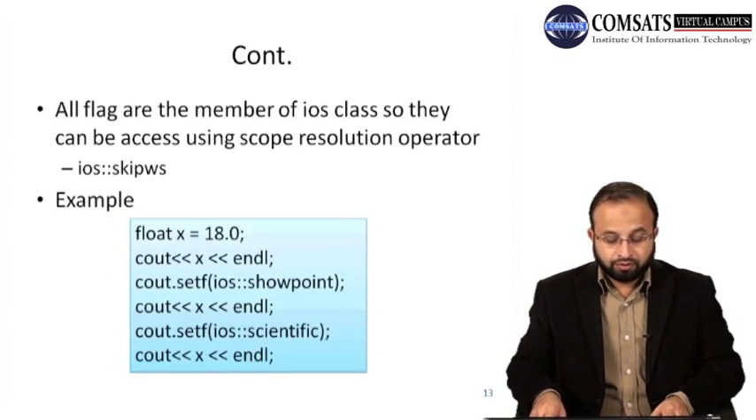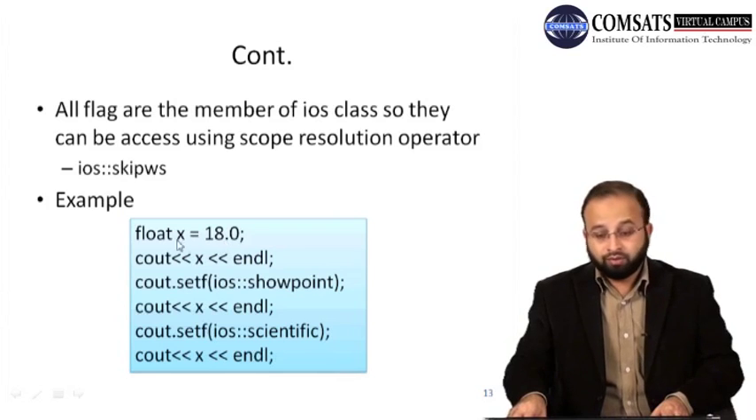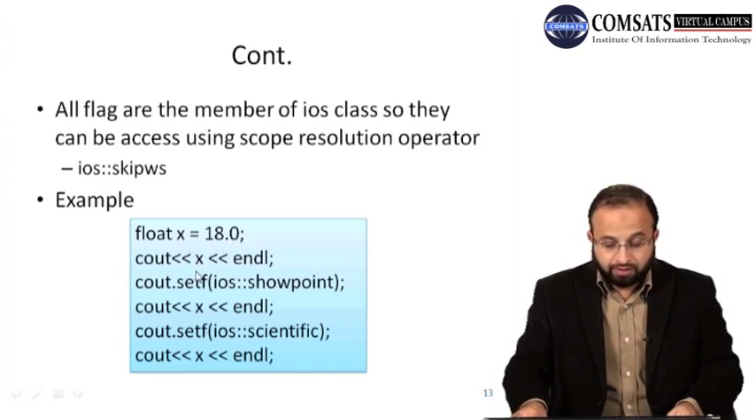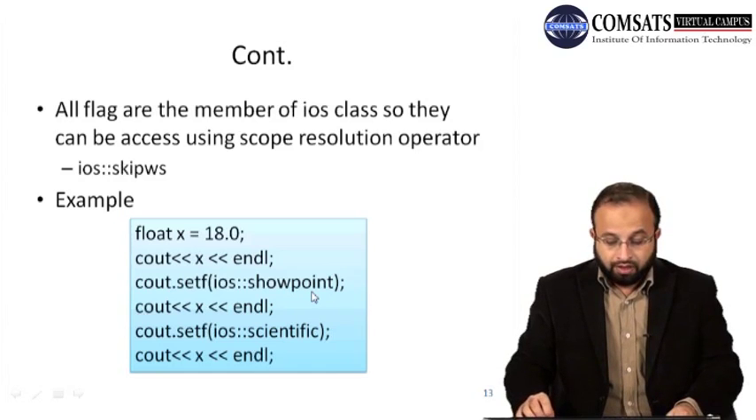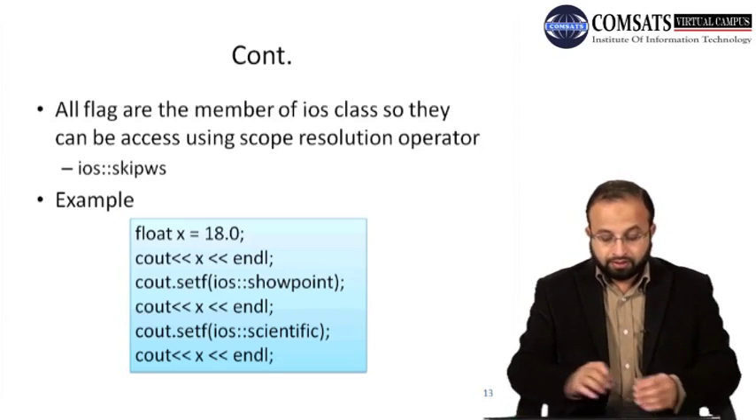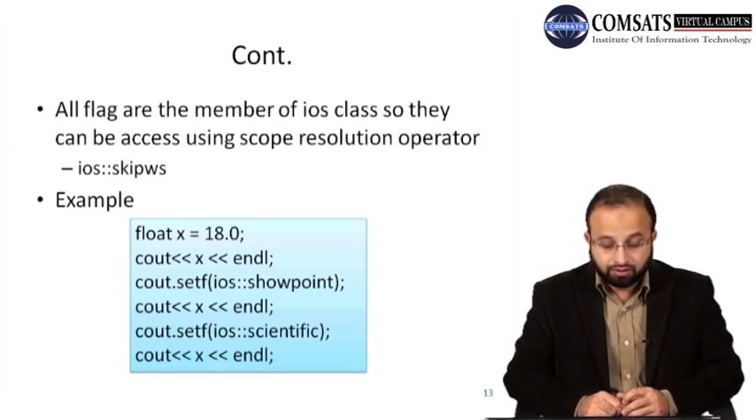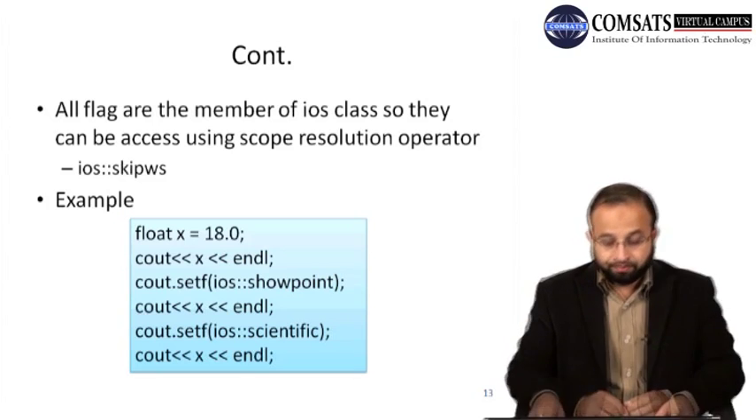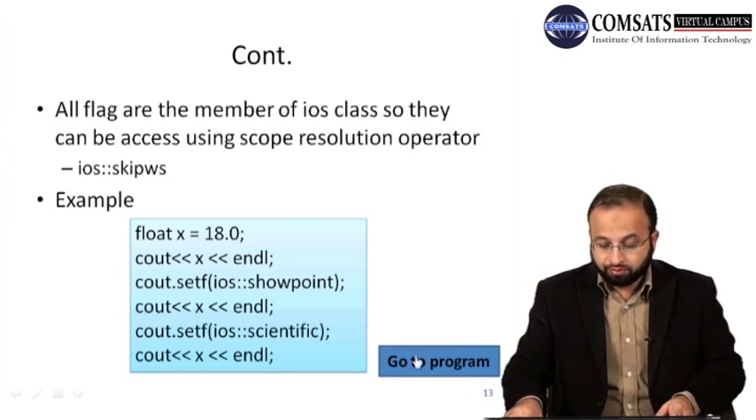So this is an example program in which we have a floating point variable x, 18.0. Then we display its value, then we set a flag, that is showpoint. With that flag, it should display the value of x with a point. And scientific will convert that floating point variable into the exponential form, right? So let's see the program. Go to the program and see.